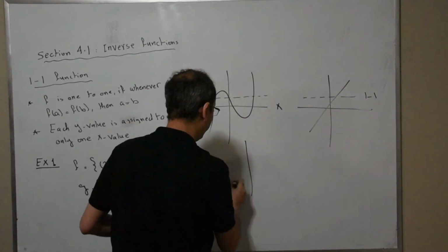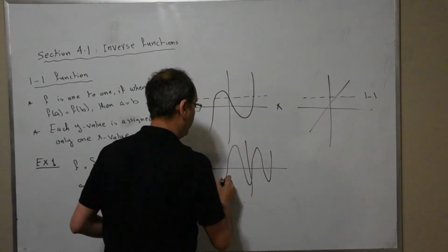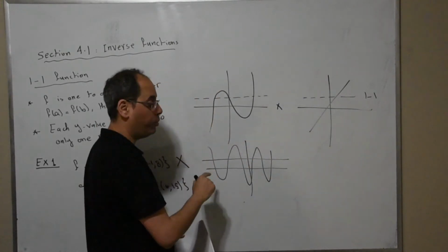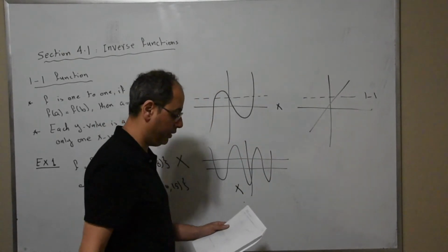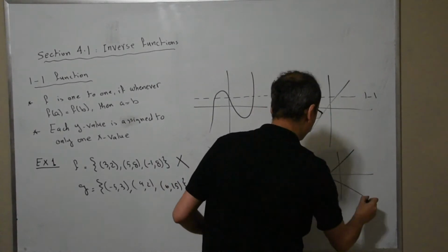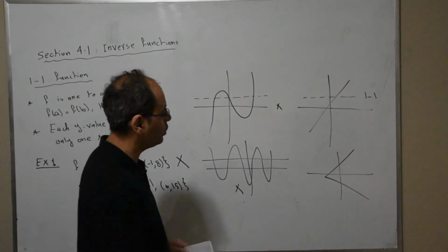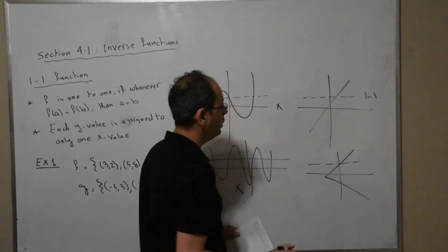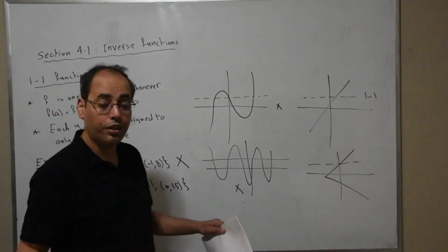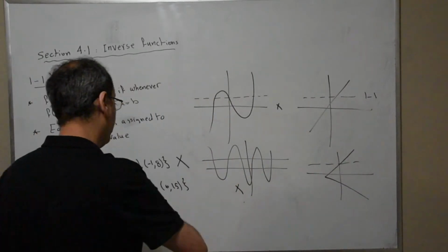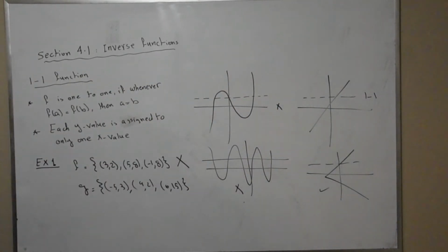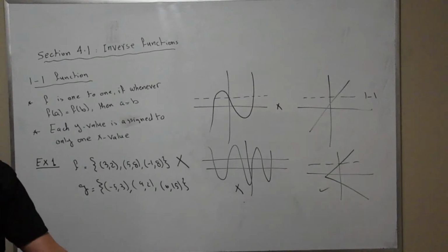One more. Horizontal line, more than one point, so not one-to-one. Another one here. Take the horizontal line and it intersects the function in only one point. Therefore, this one is one-to-one.